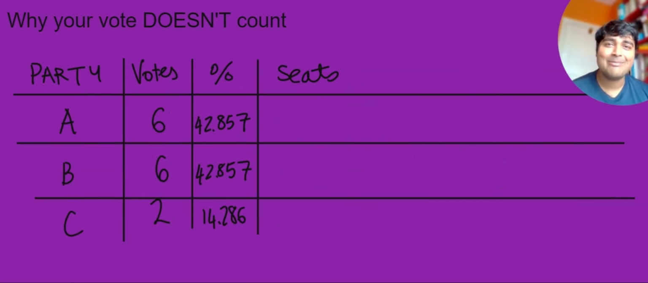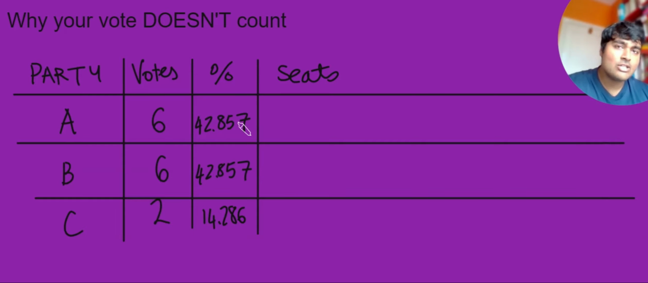Okay, so let's talk about the Alabama paradox. Here's an example where taking the biggest remainder doesn't actually work. So if we have 3 parties, let's just say we have 6 votes for A, 6 for B, and 2 for C. And I've calculated the percentages here. So it's approximately 42.857% for A and B, and then 14.286% for C.